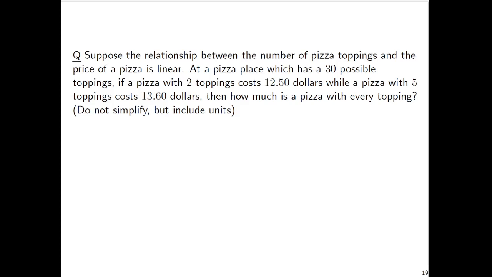OK, now let's apply this. So the last two examples were all just math only. But what really happens is something like this. Suppose the relationship between the number of pizza toppings and the price of a pizza is linear. So at a pizza place which has 30 possible toppings, if a pizza with two toppings costs $12.50 and a pizza with 5 toppings costs $13.60, then how much is a pizza that has every topping? And just so that we can avoid some arithmetic nonsense, let's say do not simplify, but include units.